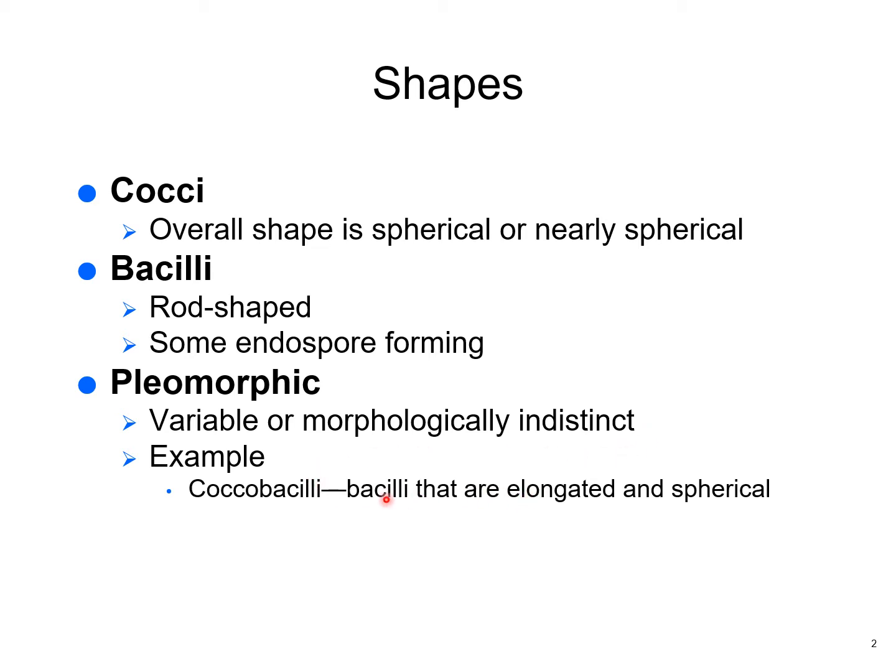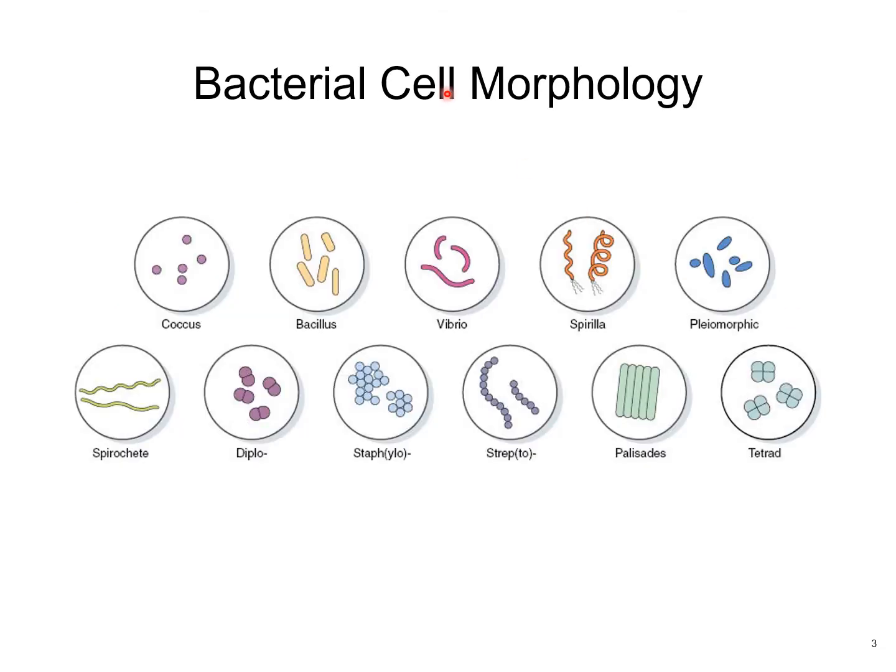Some are pleomorphic, which means they're basically not really distinct. They may look kind of like a bacilli. They may be elongated, spherical. And this is a bunch of different kinds.